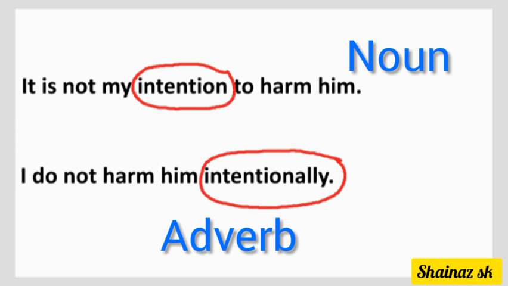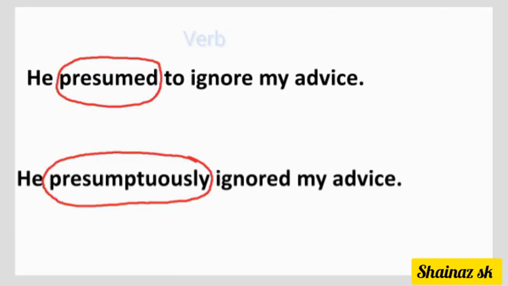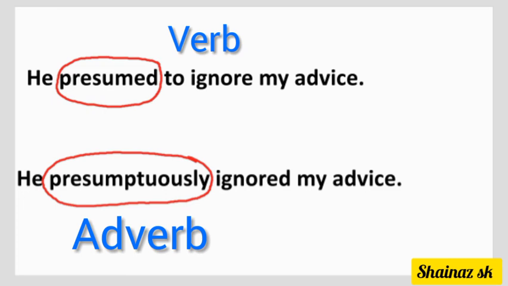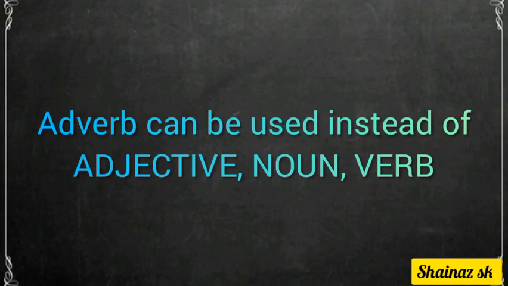Let us read the next sentence. He presumed to ignore my advice. He presumptuously ignored my advice. In the first sentence, presumed is a verb. And in the second sentence, presumptuously, it is an adverb. So in this way, we can use an adverb in place of a verb. So children, you have learned that how adverb can be used instead of an adjective, noun and a verb.